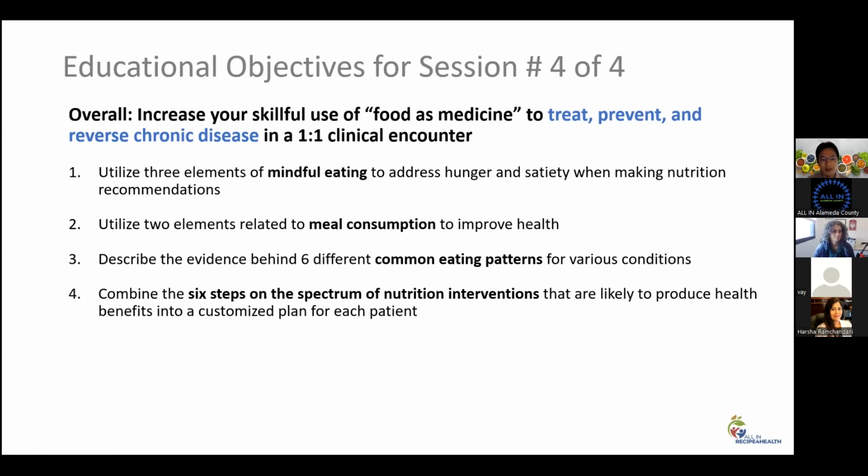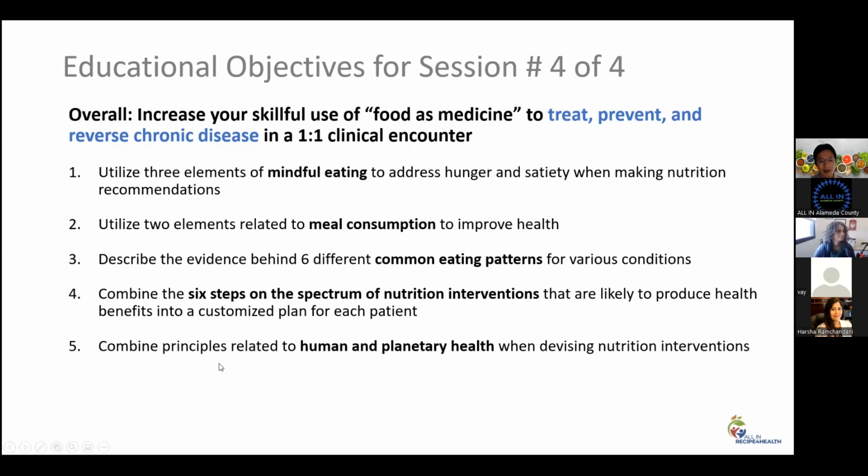And then we've talked a lot about the 6 steps. And so it'll be really about combining the 6 steps on the spectrum of nutrition interventions that are likely to produce health benefits and to customize that for each of your patients. We'll be doing cases together. And then at the end, we're going to bring it back to this work together and what we're doing in this partnership across the county, where we will combine principles related to human health, but connected to the planetary health piece in thinking about our patients.